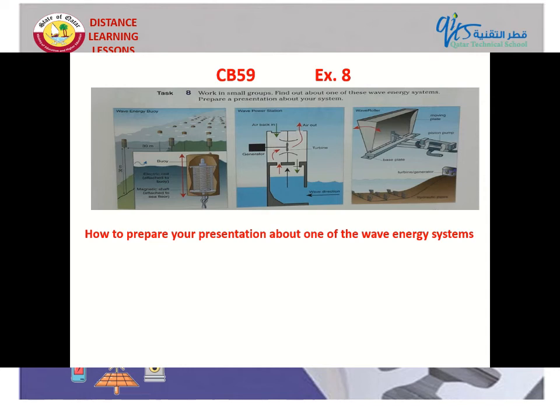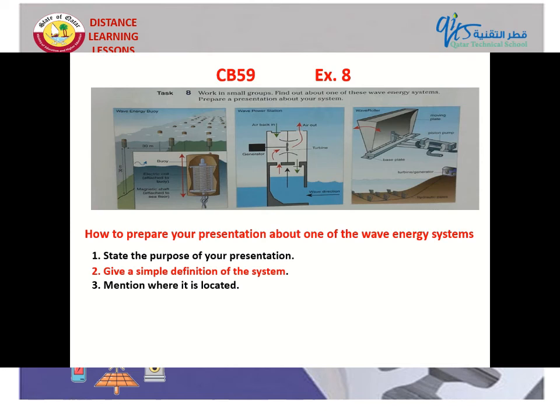Now, when you make your own presentation, you can follow the following steps. First, you state the purpose of your presentation. Then, you give a simple definition of the system. Then, you mention where it is located. Is it in the sea or on the land?